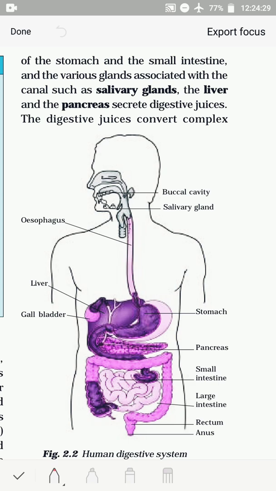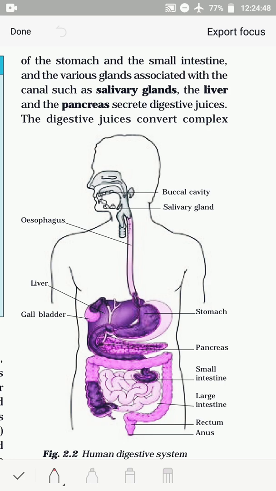Let us start. We have started a new chapter, Nutrition in Animals. Nutrition is the intake of food and its utilization. Various modes of intake of food are seen in animals, like scraping, chewing, sucking. Quite amazing, starfish pops out its stomach to take its food.